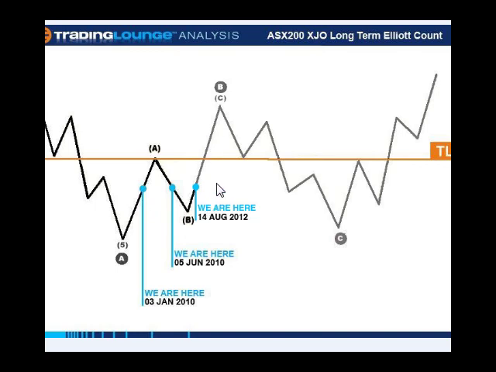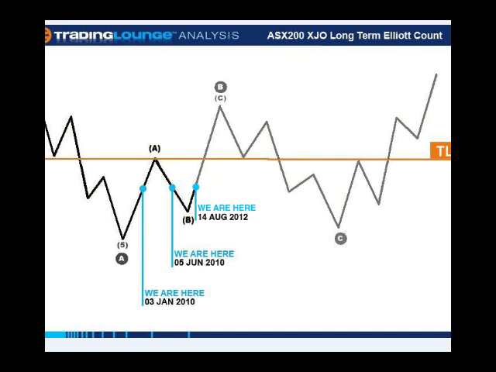So what we're trying to work out is that we've got our target of 5,400. A C wave is always in 5 waves, so we've got to count 5 waves up through here, in 5 large waves. That's what we're looking at here, where the B wave would be in 3 waves, in this case. So we've pretty much got that.